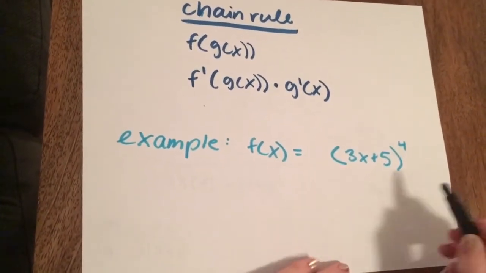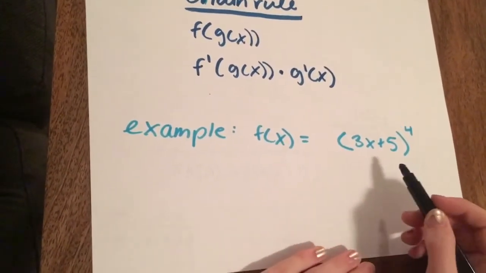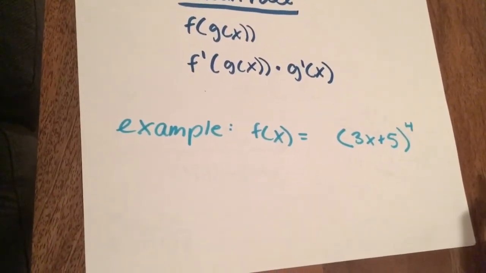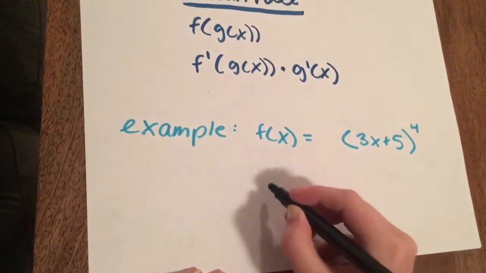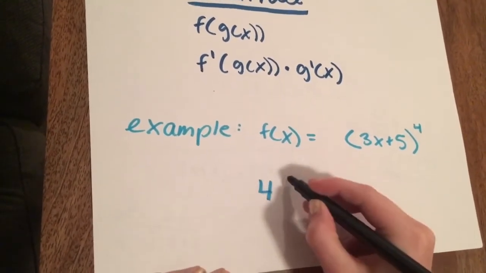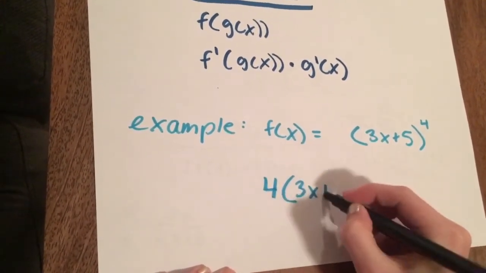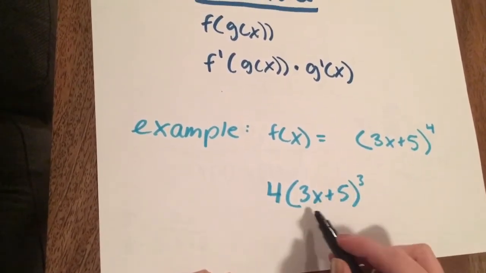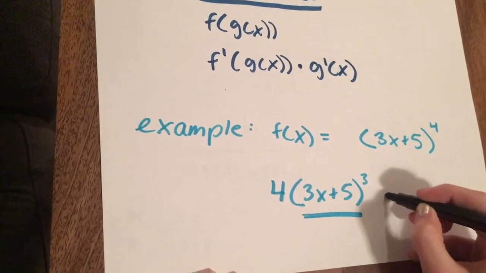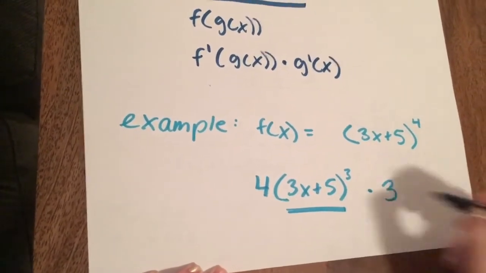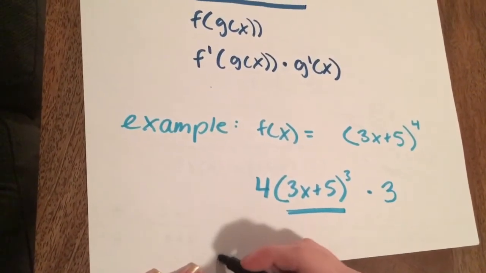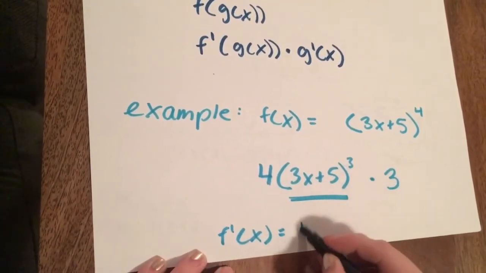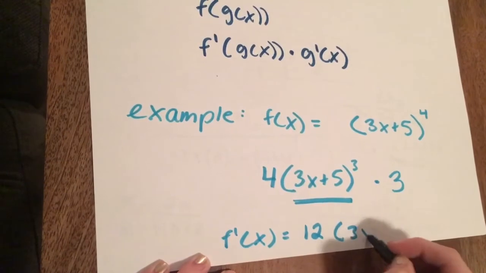So say we have the function f of x equals 3x plus 5 to the 4th power. So initially you're going to think power rule, which is right. So you're just going to take 4 times 3x plus 5 to the 3rd, as you normally would. But then you're going to take the derivative of the inside. So it's just going to be 3 in this case. And so your final answer is going to end up being 12 times the whole thing.